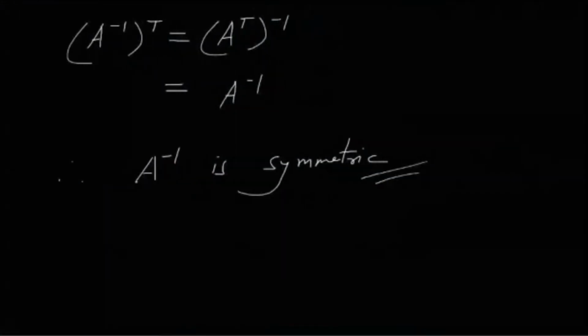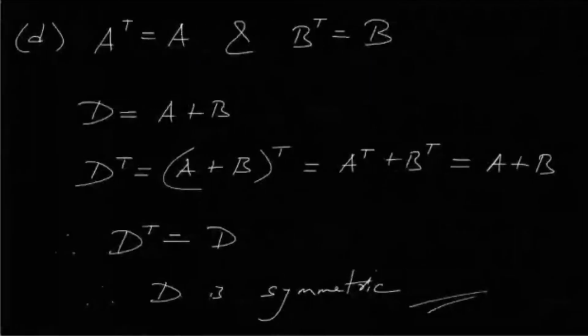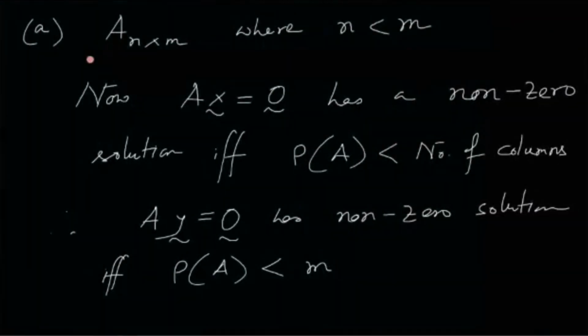So let's move to problem number 7. The problem says, which of the following statements is or are true? Let A be an n cross m matrix with n less than m. Then there is a non-zero solution y with Ay equals 0 only if A has full row rank. Let's check that. Here it is given that A is an n cross m matrix where n is less than m. Now, A into x vector equals 0 vector has a non-zero solution if and only if the rank of the matrix A is less than the number of columns.